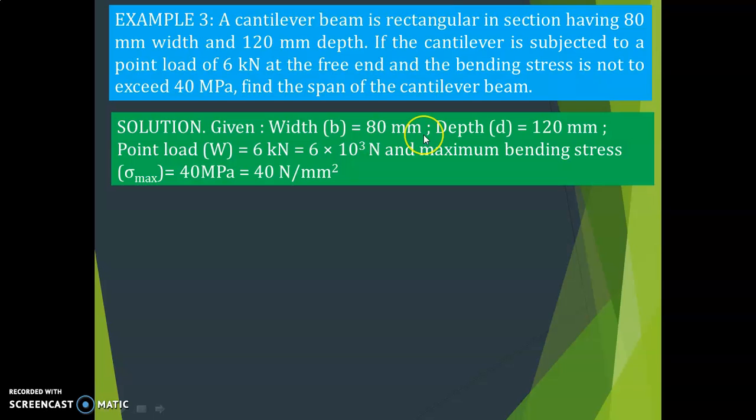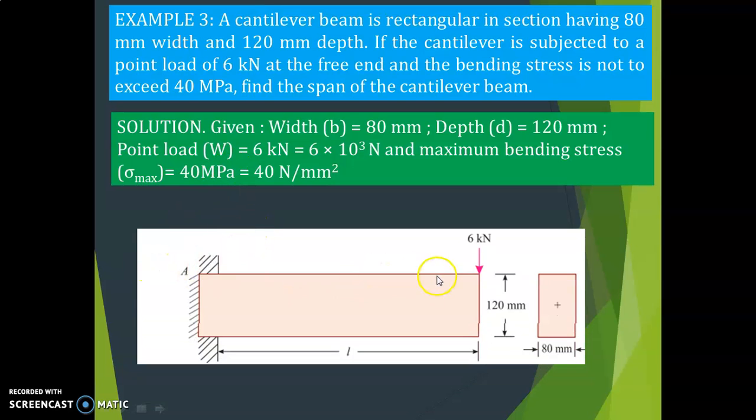Okay, so width is equal to 80 mm and depth is equal to 120 mm and point load is equal to 6 kN, that is 6 into 10 raised to 3 Newton, and bending stress is 40 MPa or 40 Newton per millimeter square. So this is the cantilever beam, and this is the rectangular cross section, and load is acting at the free end of 6 kN. Now what you have to calculate? You have to calculate the length.